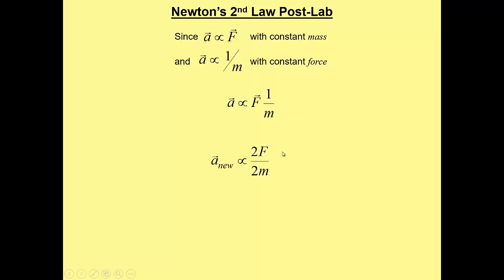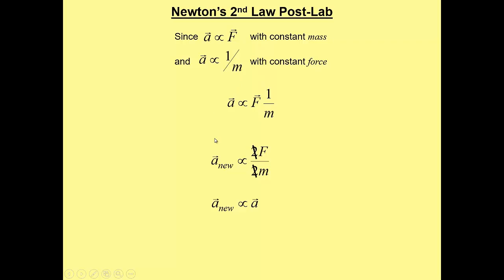What if we double the force and we double the mass? Well, in the fraction, it's easy to see that those just cancel out. If you double the force, you'd double the acceleration, but if you double the mass, you'd halve the acceleration, and 2 times 1/2 is 1. So this shows us that our acceleration just wouldn't change. Our new acceleration would be our old acceleration.